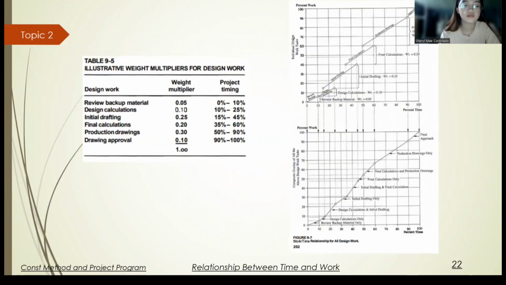So Table 9-5 is an illustrative example that lists work items, weight multiplier, and estimated timing for each task required in a design effort. Further division of weight multipliers within each category may also be necessary. The information in Table 9-5 is provided for illustrative purposes only. Because each project is unique, it is necessary to define the weight multipliers that are appropriate for each individual project.